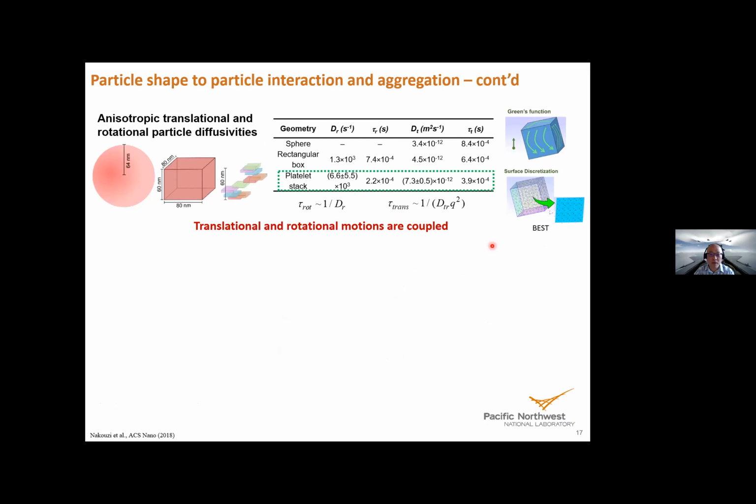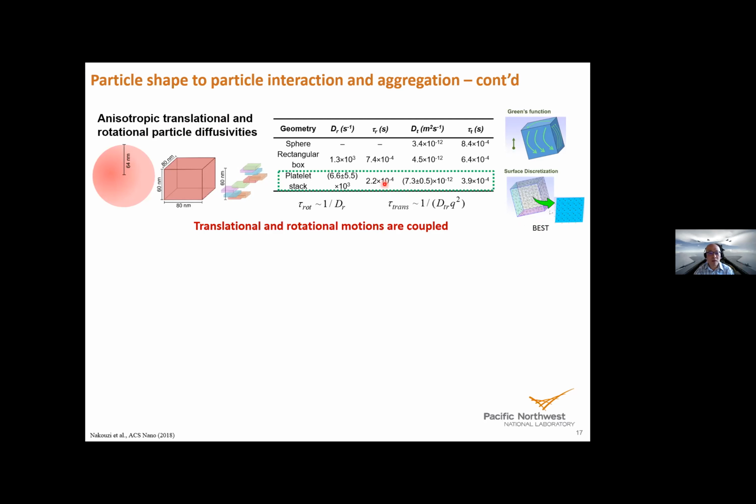That's very similar, but the interesting part comes from here: particle shape compared to a sphere. What we see is that there are two diffusivities when the particle is non-spherical. One is translational, which is normal, but we also need to consider rotational diffusivity. We calculated using software called BEST, which calculates hydrodynamic diffusivity and mobility. What we find is that translational and rotational motion are coupled, as the time scales are not far from each other.